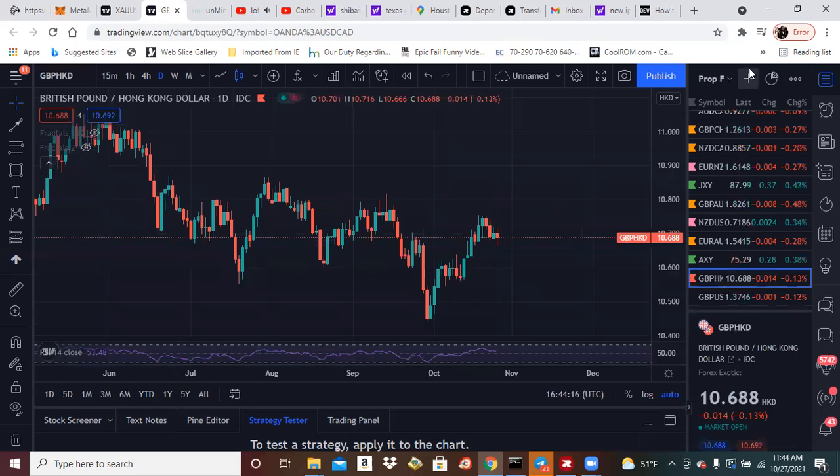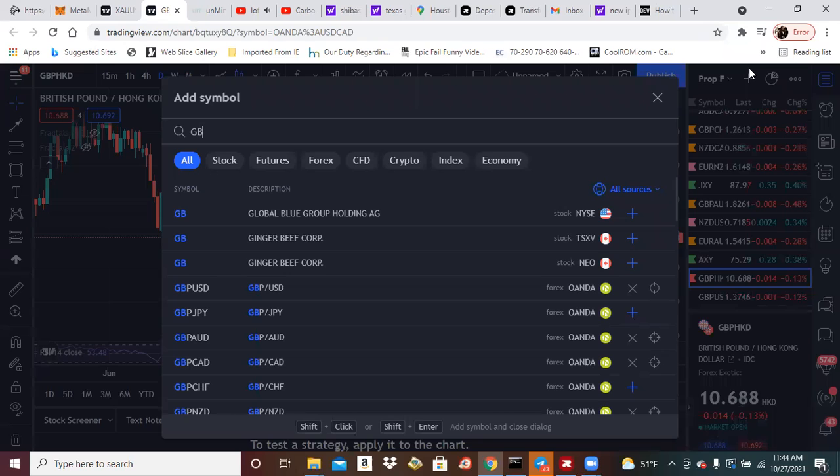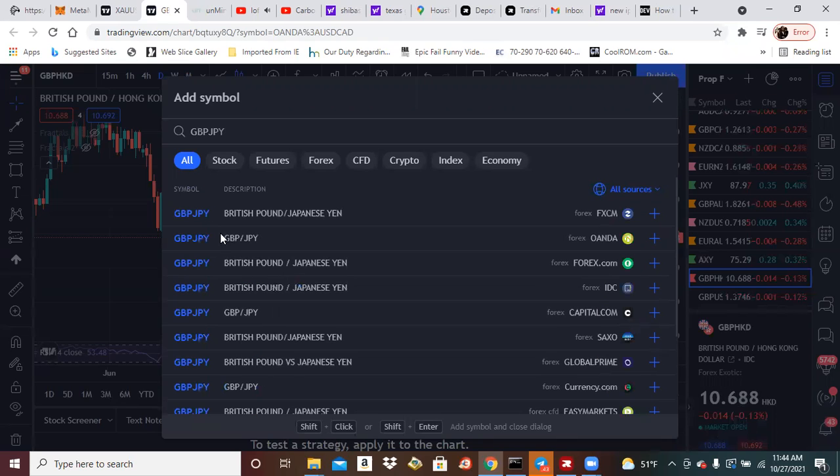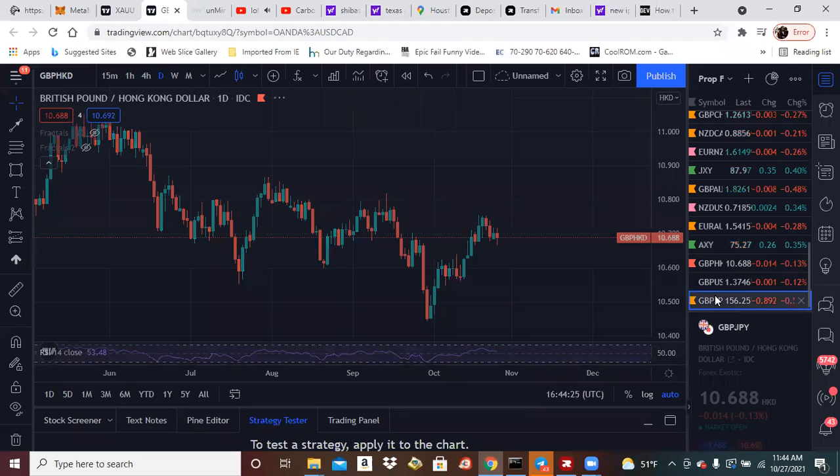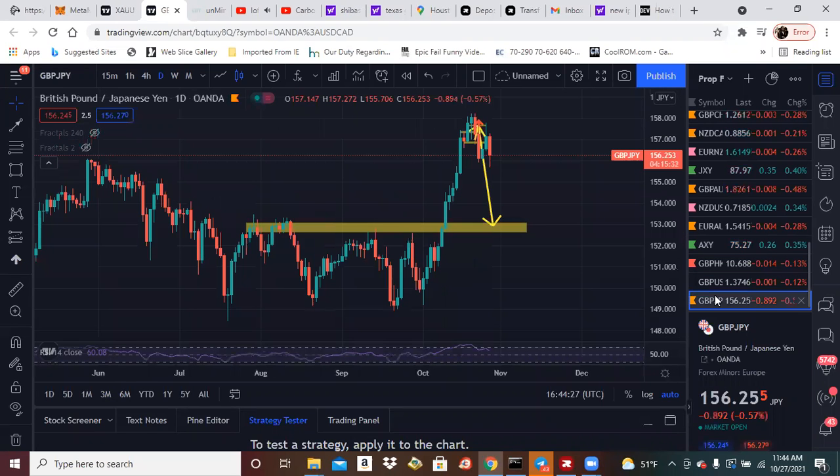They come up. I don't know why I be doing that. GBP JPY, and I bet you GBP JPY bearish. I don't even have to look at this stuff sometimes. I already know what it looked like. Bearish. They're all gonna do the same thing.